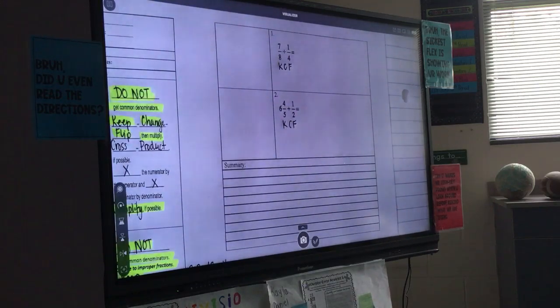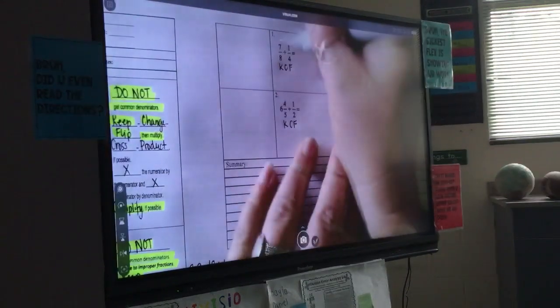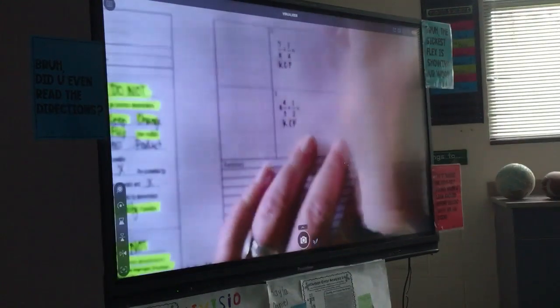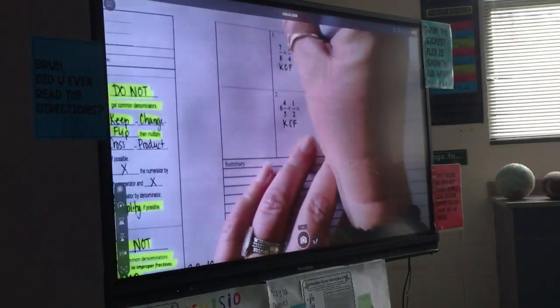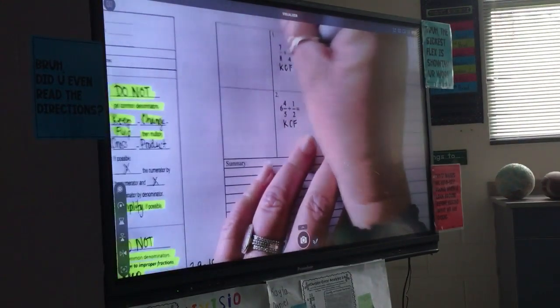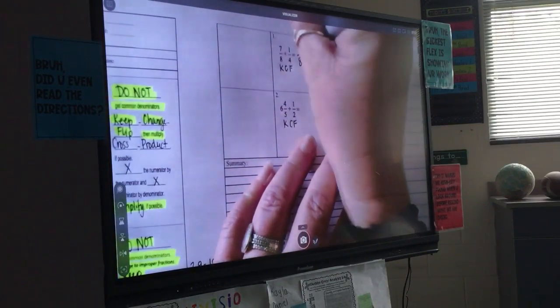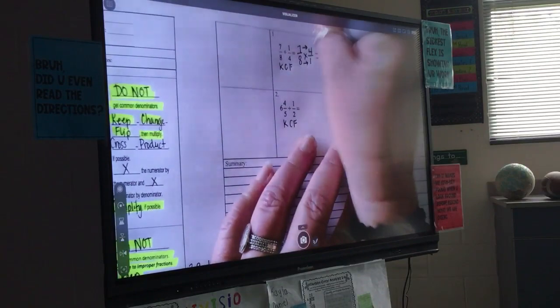So when you were doing 7/8 divided by 1/4, what do we do next? Someone tell me what my new problem's gonna look like. Samantha? The new problem is 7/8 times 4/1. Okay, then we multiply straight across. We end up with 28/8.